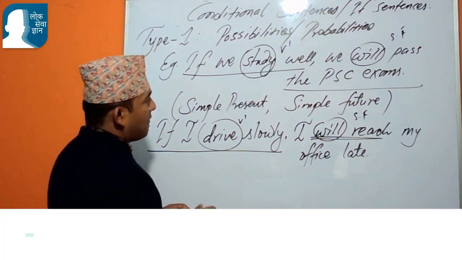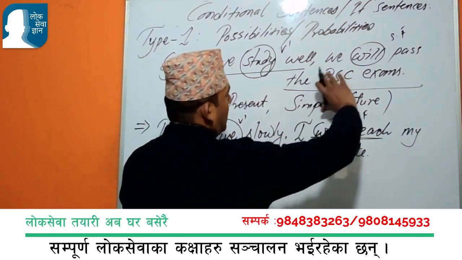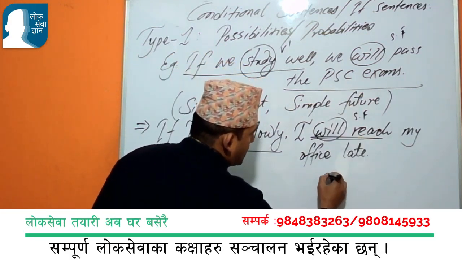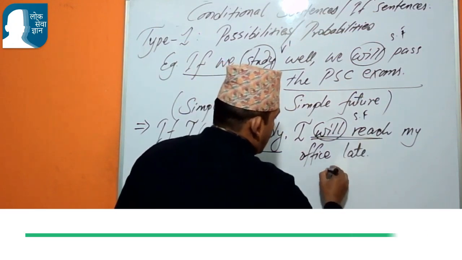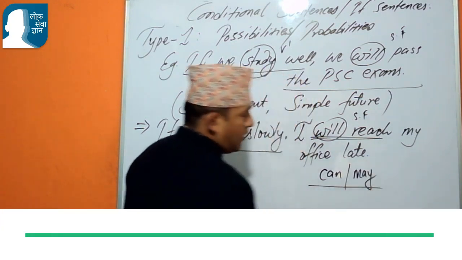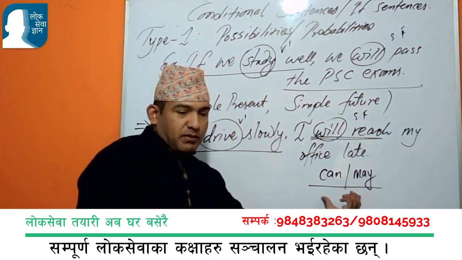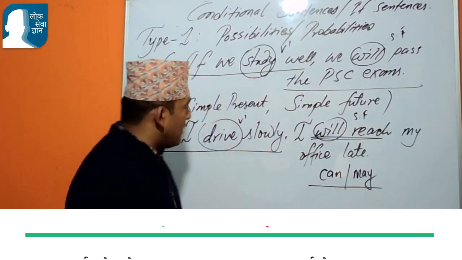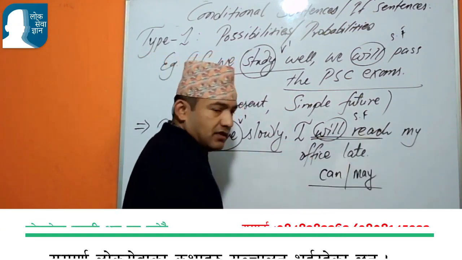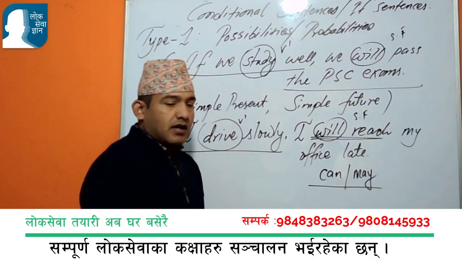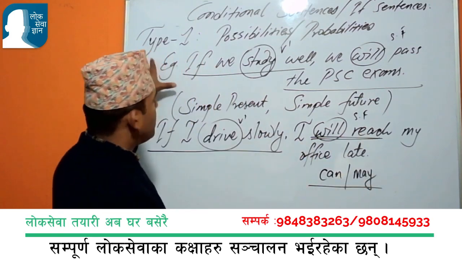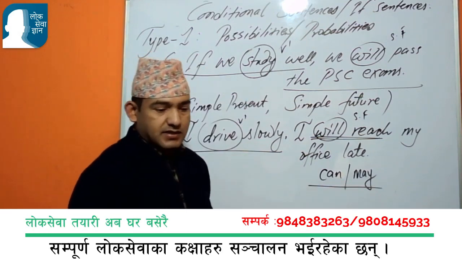In your exam, you can see in the place of will, there might be other options also. In the place of will, can and may can also be used. These two words, can and may. For example, if I drive slowly, I can reach my office late, or I may reach my office late. These are also the optional words which can be used in type 1 conditional sentence.